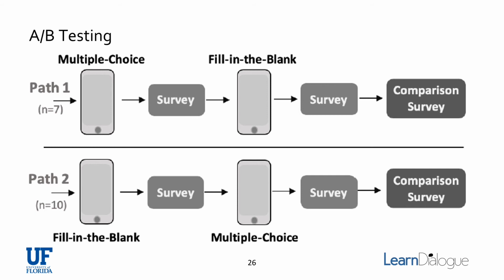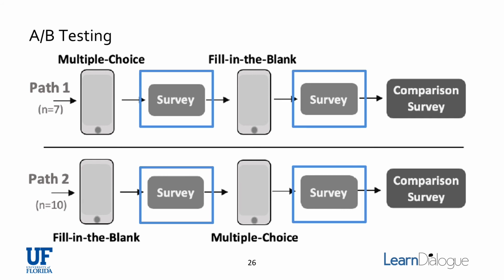The diagram on the screen shows 2 paths that students can take when participating in the A/B testing. In the first path, participants first used the multiple choice version, then were given a survey. After that, the participants were given the fill-in-the-blank version and then given an identical survey. At the end of the session, they were given the comparison survey. 7 participants, or 41% of the participant pool, followed this path. Path 2 is similar, however, the 10 participants used the fill-in-the-blank version first before using the multiple choice version. The participant pool was intended to be split equally, but due to absences and scheduling conflicts, the groups were not exactly equal.